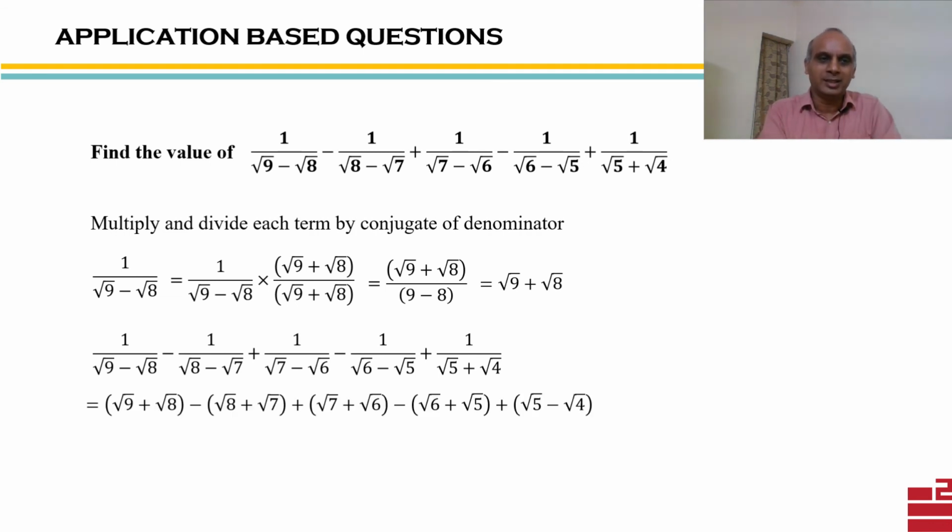So we will get this, and we realize that the middle terms get cancelled. So we see root 8 cancels with minus root 8. Minus root 7 cancels with plus root 7, and so on. So we finally get root 9 minus root 4. And that is what? 1.